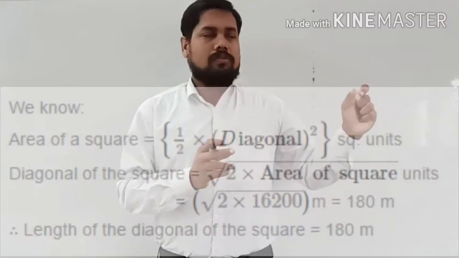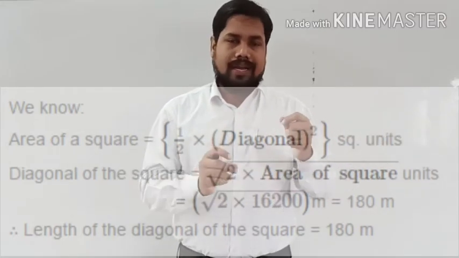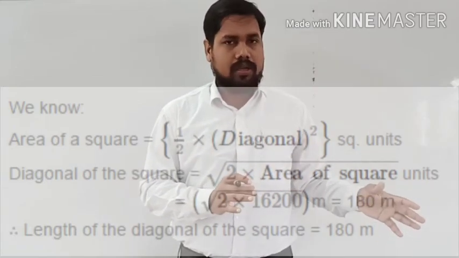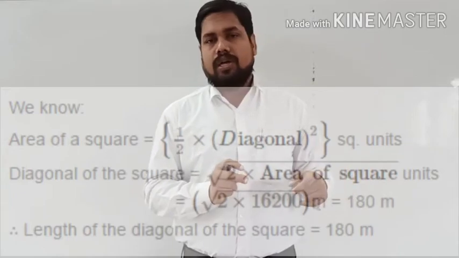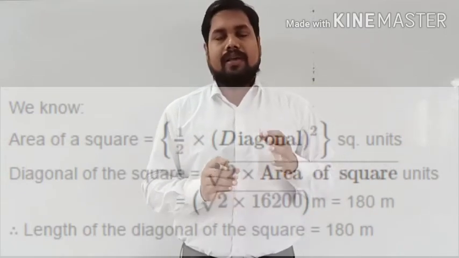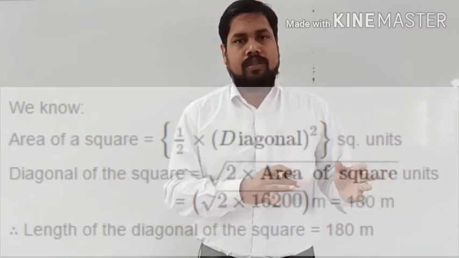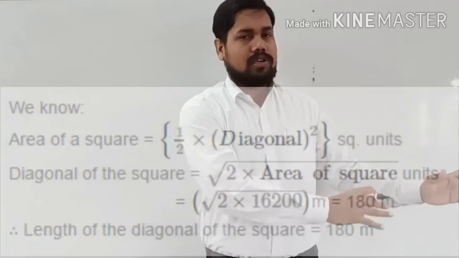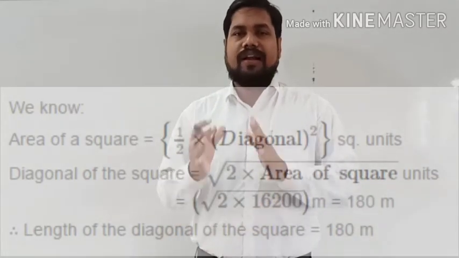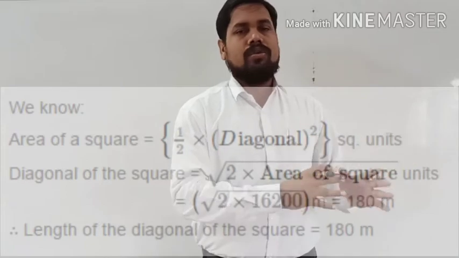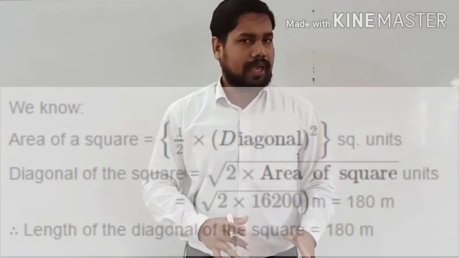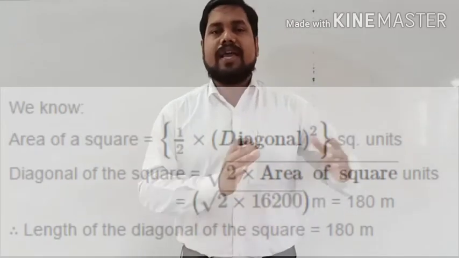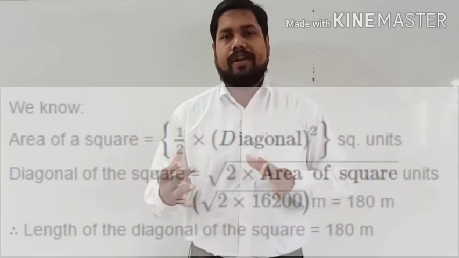So now if you multiply this 2 into this side, then the diagonal square will be equal to 2 multiply area of the square, and diagonal will be equal to root under 2 multiply area of the square. तो यहाँ पे एक फॉर्मूला था हम लोग का, एरिया ऑफ ए स्क्वायर इज इक्वल टू हाफ इनटू डायगोनल स्क्वायर. हम लोग ने एक फॉर्मूला डिराइव किया, डायगोनल इज इक्वल टू रूट अंडर 2 टाइम्स द एरिया ऑफ द स्क्वायर, राइट? So now this formula will help you when the area of the square is given and you want to find out the diagonal.